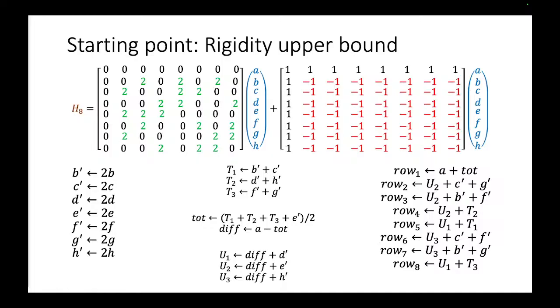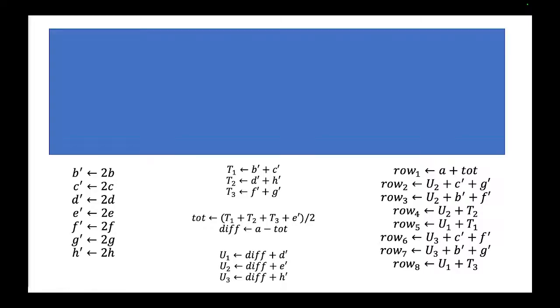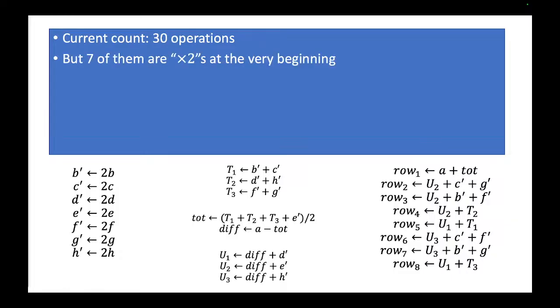Okay, I'm gonna stop doing this here. So our current operation count is 30 operations. I told you I was gonna get down to 23 operations. But one thing you can notice is that 7 of our operations here are just multiplications by 2, right?